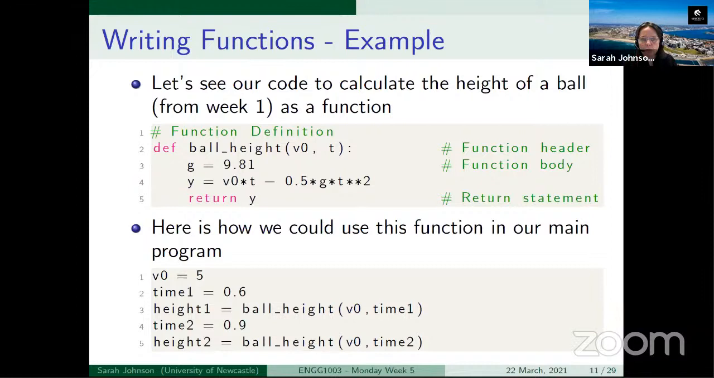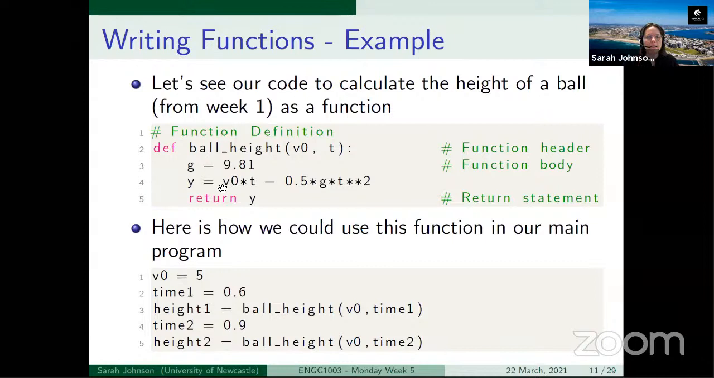We indent the lines of code inside a function, just like we indented the lines of code inside a loop. Four spaces or a tab is pretty standard here. Now, inside this particular function, I'm going to do two things. First of all, I'm going to decide on a value for g, which is our gravity value. So g equals 9.81. Then I'm going to write the equation for the maths that I want to do. In this case, we already know that equation. We saw it in week one. And these lines of code are called the function body.